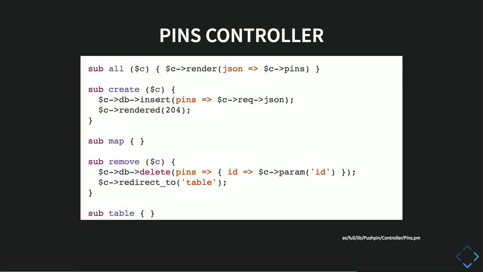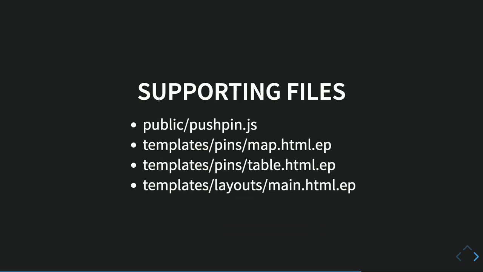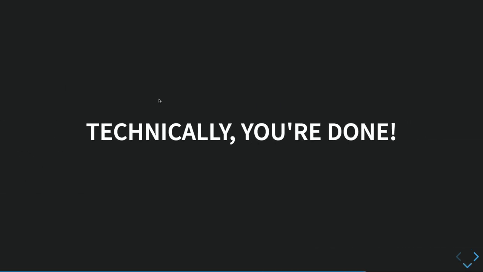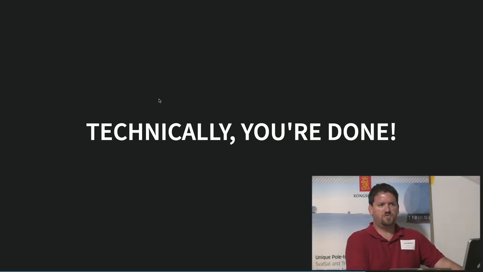We also have a pins controller, and this is very much what you would have expected from before. It still uses the DB helper that was provided by the application. And finally, if you're doing the automatic rendering, as I do in this application, you now want to make the templates live in folders that are related to the controllers itself. So we've moved the two map and table templates from just being in the templates folder to a pins folder inside the template. So technically, we're done. We've moved to a full app.